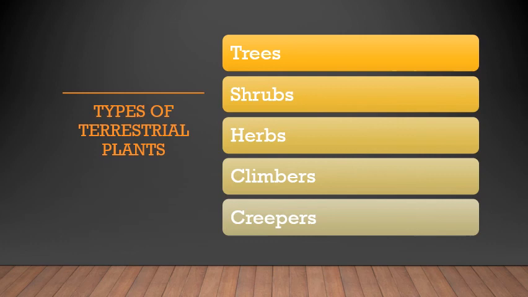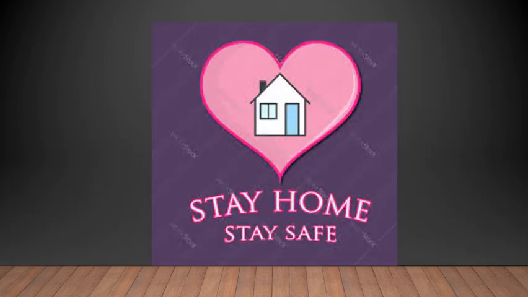Now in the next video we will learn with examples what these types of plants are. So in today's lesson, what did you learn? We learned about 2 different kinds of plants, that is aquatic plants and terrestrial plants. In terrestrial plants we learned the different types of plants, that is trees, shrubs, herbs, climbers and creepers. In the next video we will learn in detail with examples the different kinds of plants.